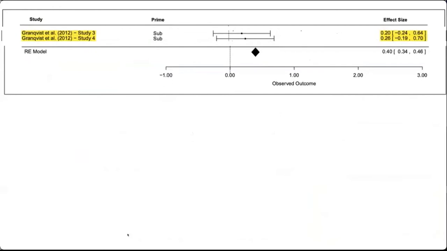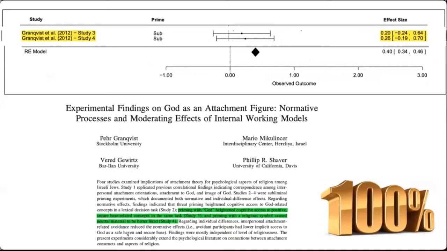Let's consider another example. Only study 3 and study 4 from the paper were eligible for the meta-analysis. According to the forest plot, neither study worked. However, if we look at the abstract for this paper, we see that both studies worked. So according to the forest plot, 0% of the studies worked, but according to the abstract of the original paper, 100% of the studies worked.